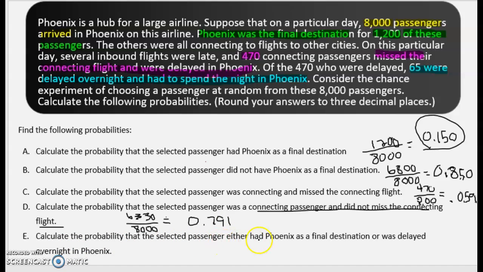Calculate the probability that the selected passenger either had Phoenix as a final destination or was delayed overnight in Phoenix. So the probability that they had Phoenix or were delayed overnight. What's that probability? Well, I can use that probability rule that we know, or property, and go ahead and add those two probabilities together. The probability that they had Phoenix as their destination, we did that in part A, so that was 0.150, or 1200 over 8,000. The probability of being delayed overnight in Phoenix, if we look, there were 65 of them out of 8,000 total passengers.